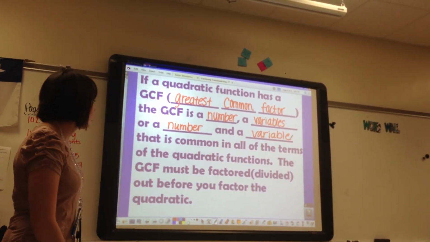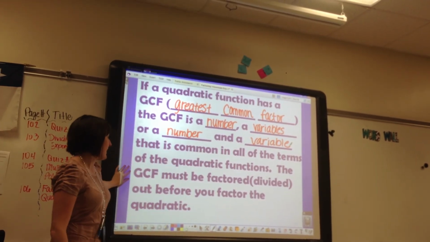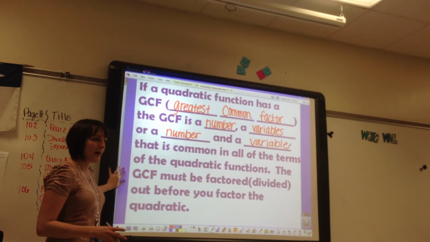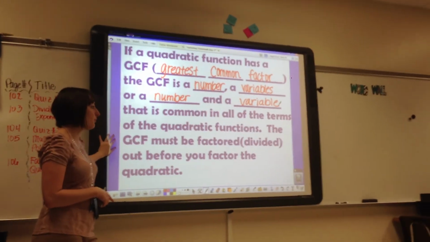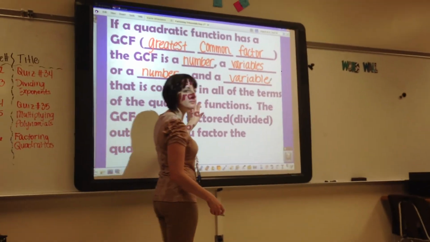So the GCF has to be common in all the terms. And you have to factor it out, just like we did a second ago, before you can do the next step you're about to learn. Okay? Got this down?